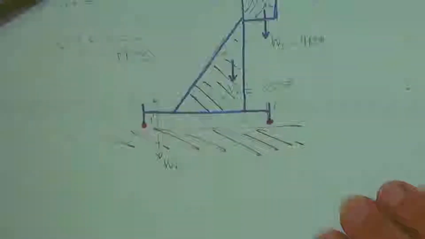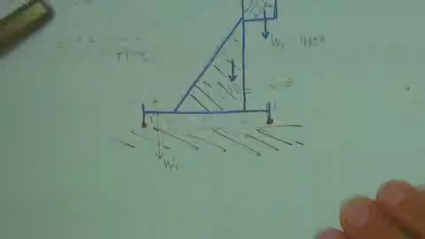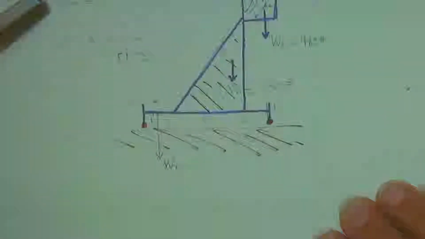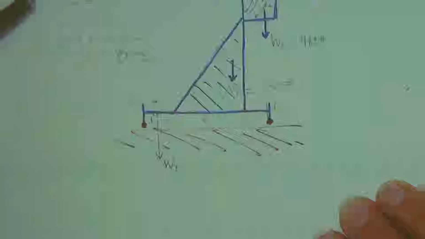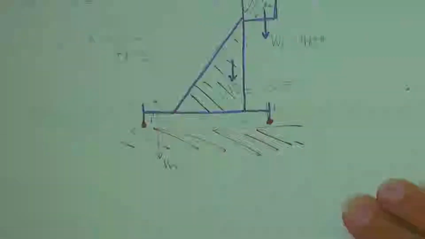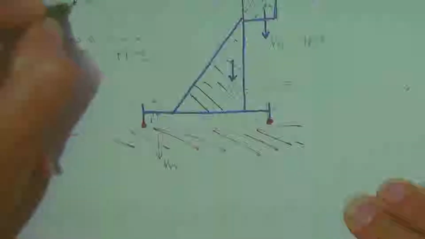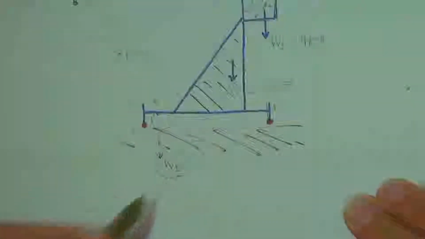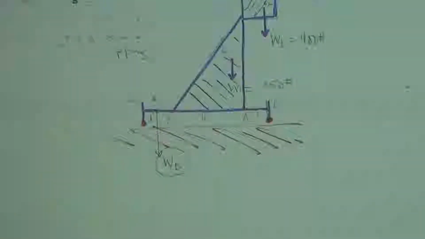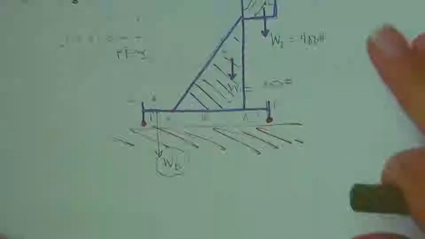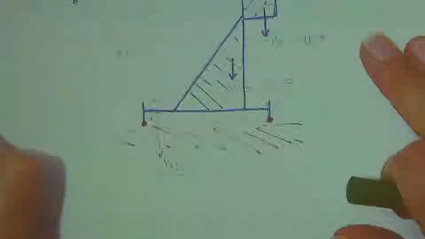So you're given the sketch. It says find WB. So this is what you have to find for static equilibrium, and they want no sliding or tipping. So let's do a table.